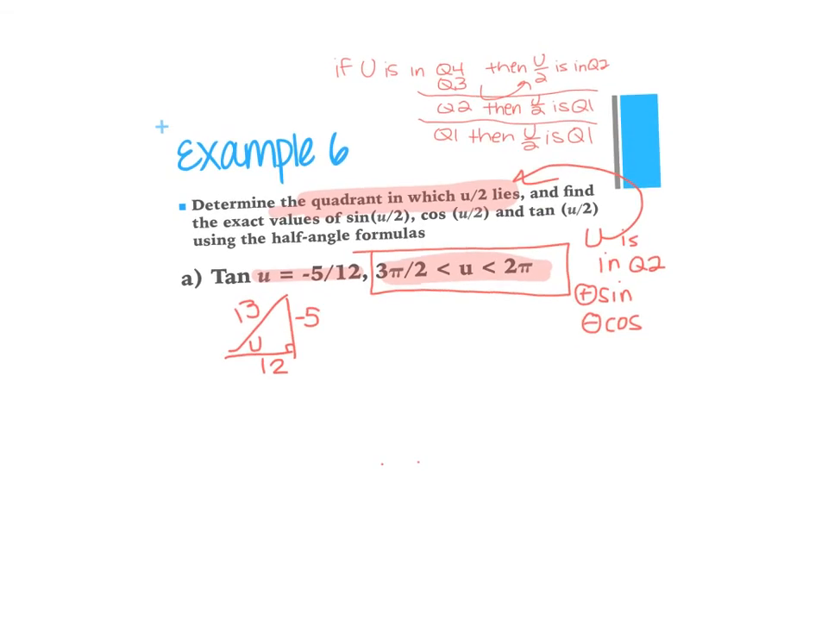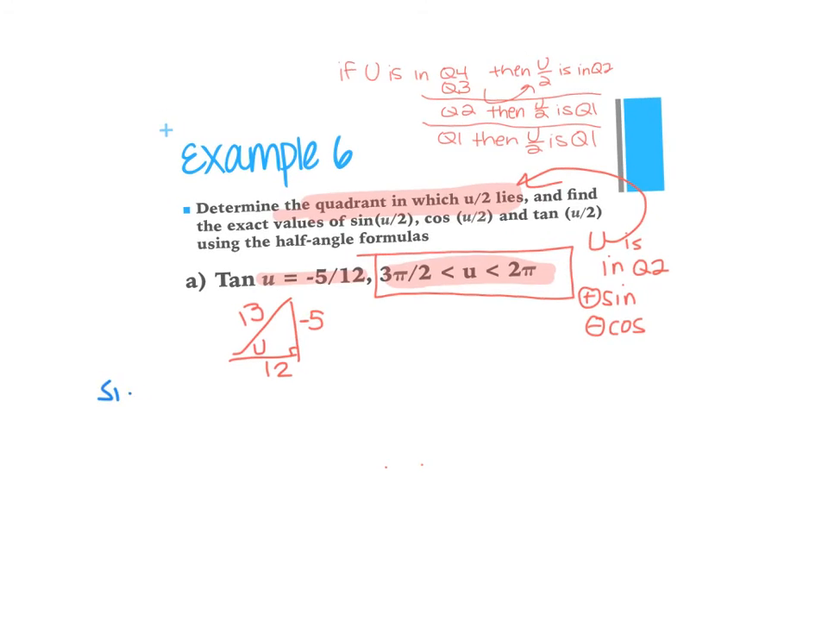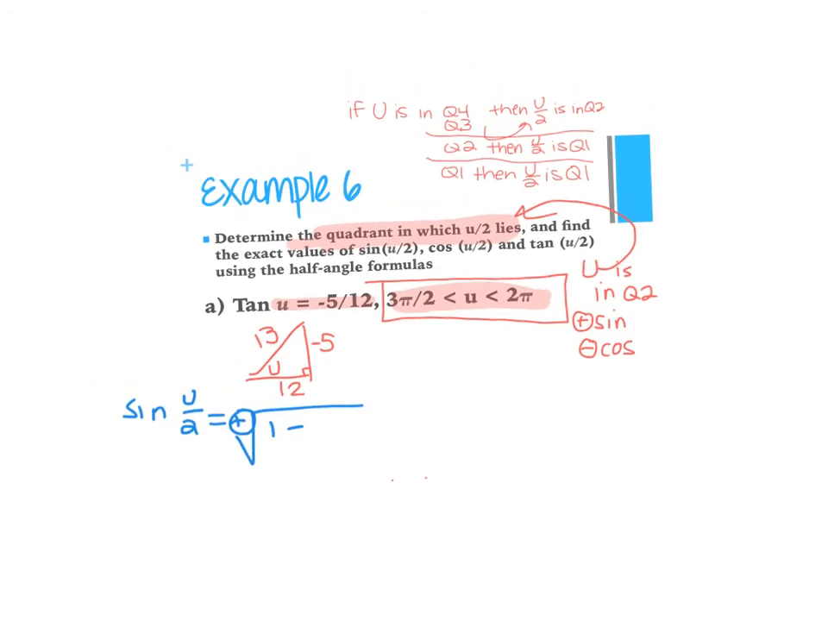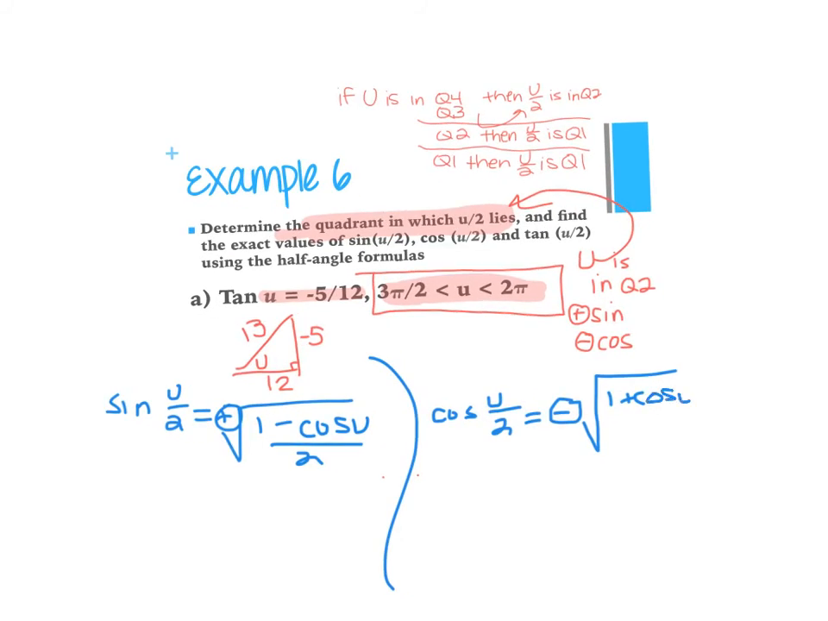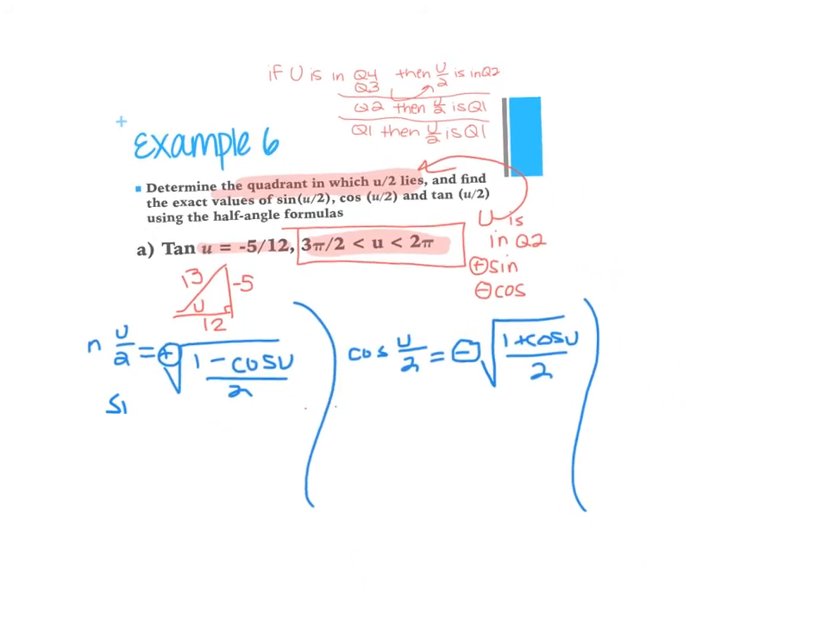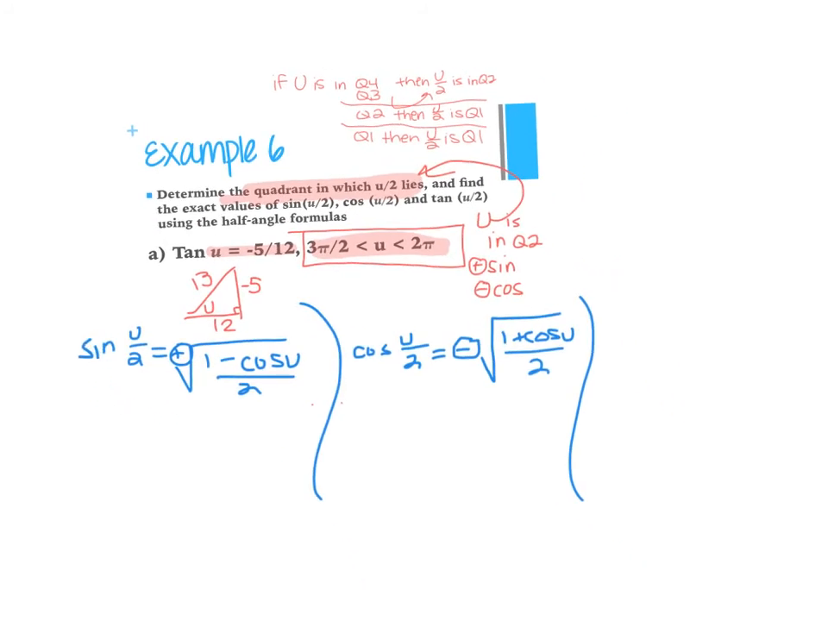So the sine of U over 2, and we said the sine would be positive, so I make a note to remind myself that it's positive, would be the square root of 1 minus cosine over 2. The cosine, which we said is going to be negative, is the square root of 1 plus cosine over 2 of U over 2, and the tangent. Again, I'm going to pick the first one, 1 minus cosine U over sine U. And then I just have to plug it in.